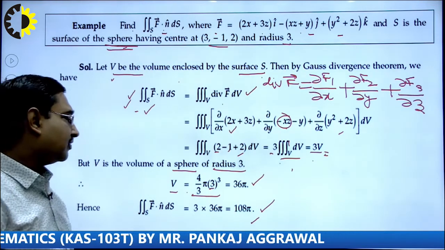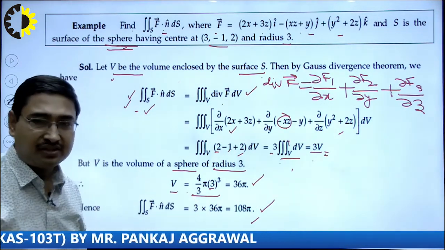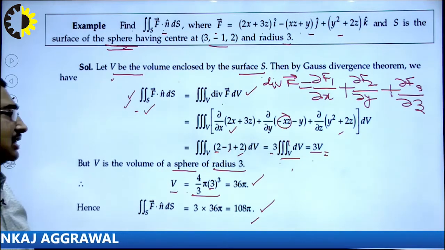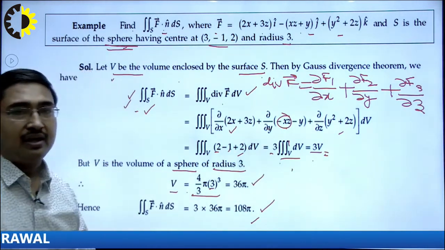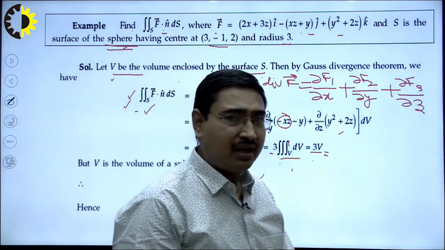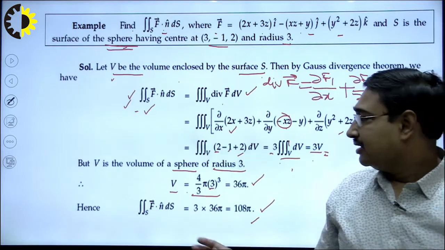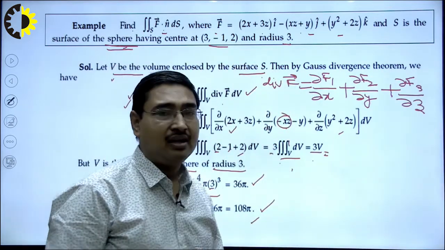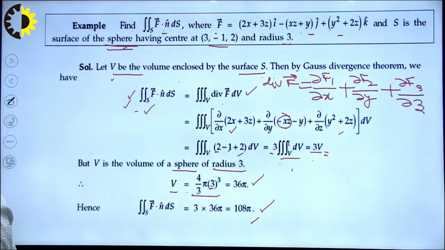So the volume of the surface will be the volume of a sphere, that is 4 upon 3 pi r cube. I calculated the volume and, substituting here, I calculated the value of this surface integral. Here we can see that the surface integral was calculated in a very simple way by using the divergence theorem.